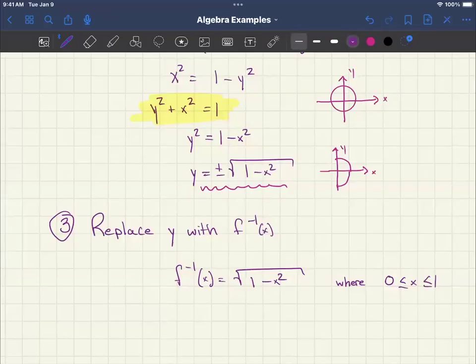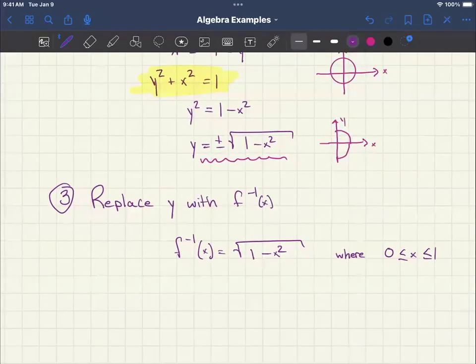And this is more just to make it pretty as an equation rather than an expression. Why we're just going to go with the positive square root, you can ask your teacher about it if you have any questions about what they prefer.